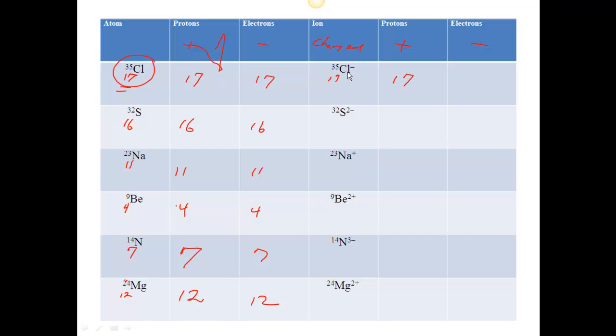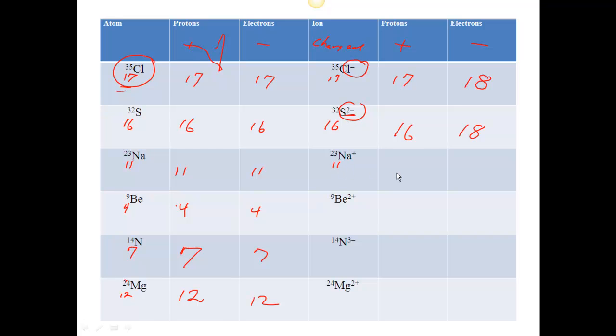So for chlorine, I have 17 protons. But you'll notice I have a negative charge, which means I have to have one more negative charge than I have positive charge. So since I can't change the positive charge, I have to change a negative charge. Now in the case of sulfur, sulfur we know is number 16, so that means it has 16 protons, but it also has to have 18 electrons. It has to have 2 more this time, 2 more electrons than it has protons.